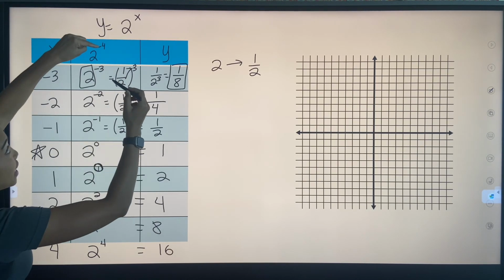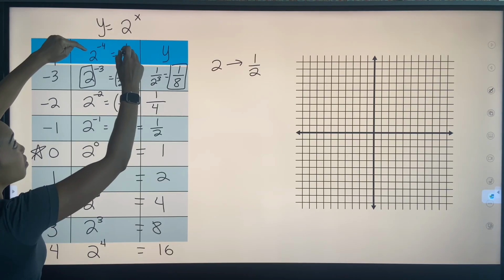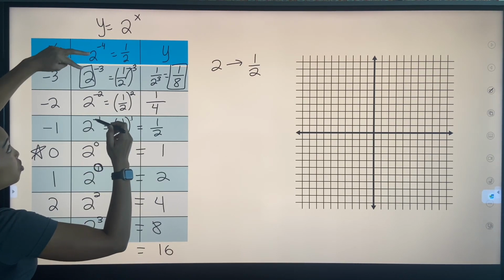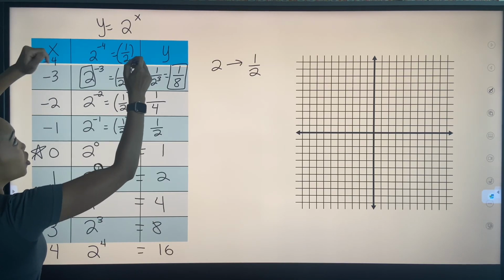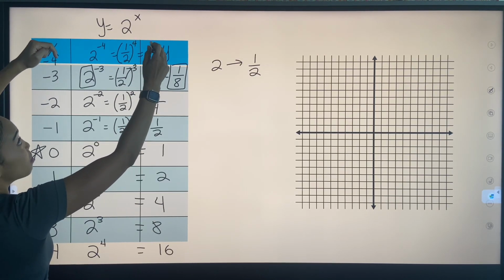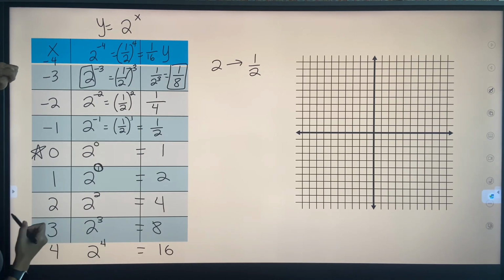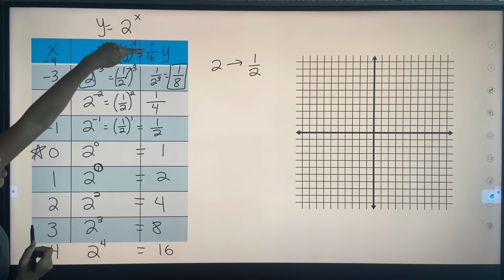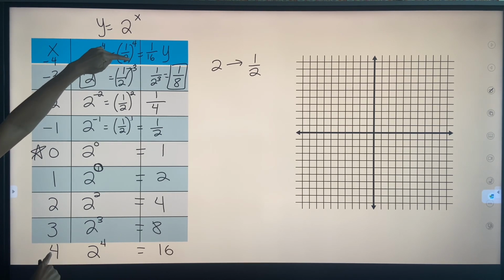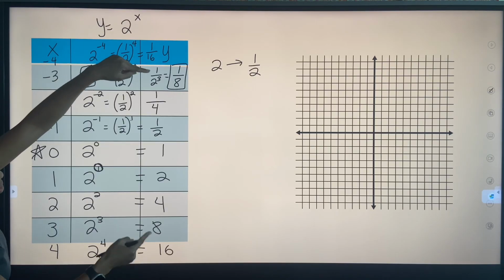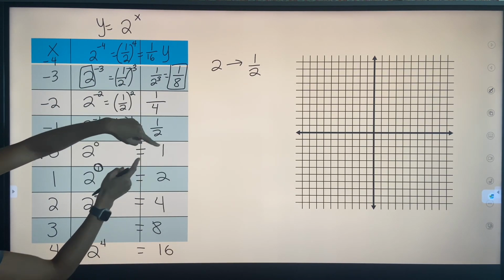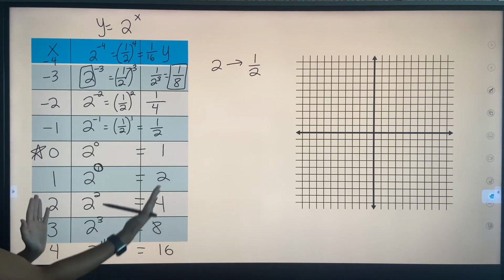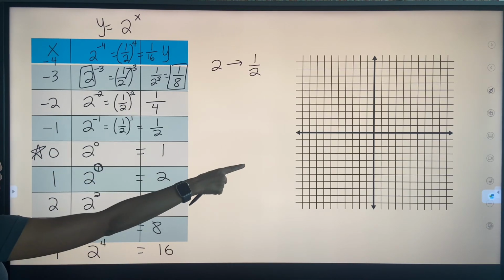Remember, when you have a negative exponent, you flip the base. So you flip it, you do the reciprocal. That's called doing the reciprocal. And your exponent is now positive, so that becomes 1 over 16. So notice, negative 4 will give you 1 over 16, and positive 4 will give you 16. So notice how these numbers are just reciprocals of each other. Okay? So I'm going to go ahead and graph these on my graph.